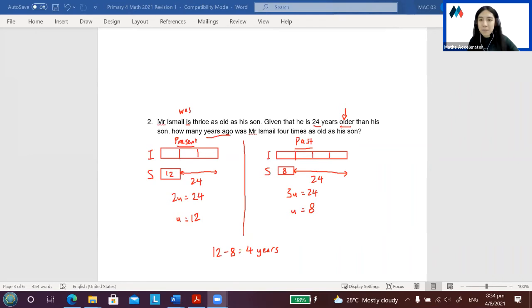Okay, very good. Yes, the answer for both questions is 4 years. That's just coincidence. Not every single age question answers 4 years, obviously.